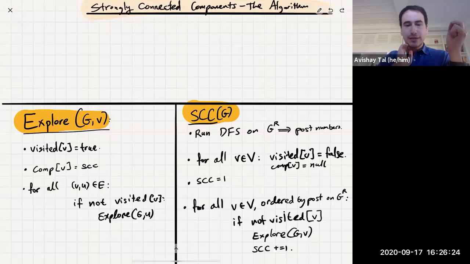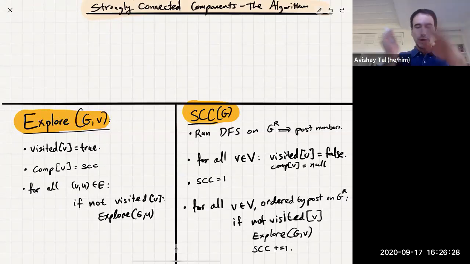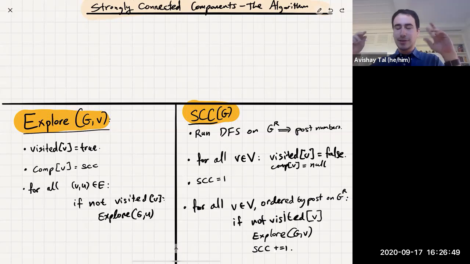We're going to first run DFS on the reverse graph. Okay, so we're going to reverse all the directions of the edges. We're going to run DFS on this reverse graph, and we're going to get post numbers from this DFS. Okay? And now I'm forgetting whatever DFS was doing. I'm only remembering the post numbers that the DFS gave me. And now I'm starting another DFS, but I'm going to tweak it a little bit.